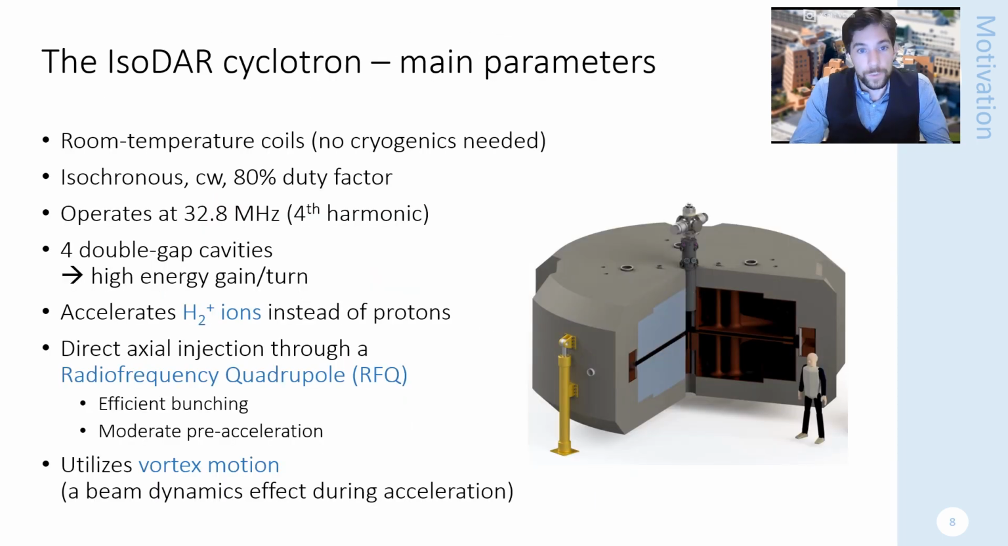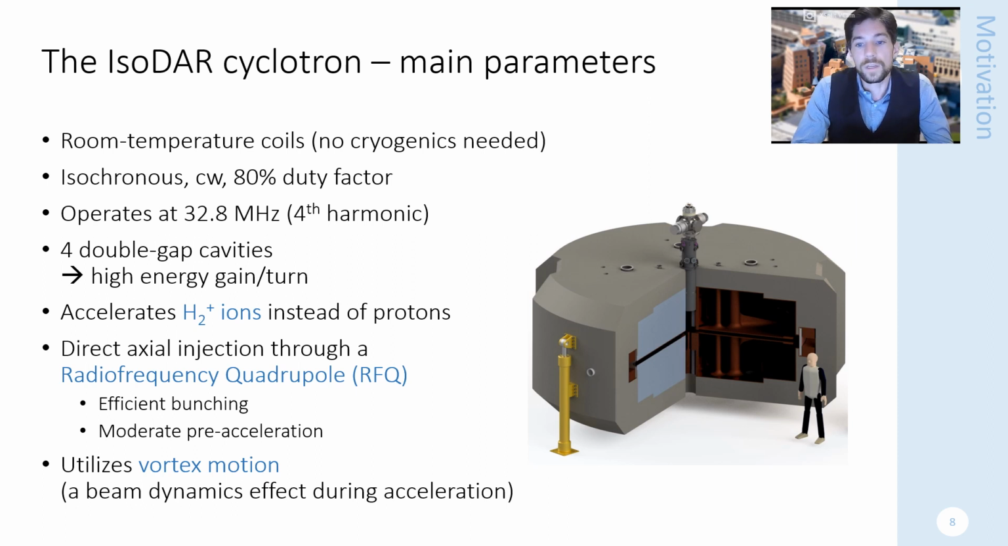The question is, how do we do this? Because we need a factor of 10 more protons on target than similar compact particle accelerators can actually produce. And for this, we have designed a new cyclotron. It's a room temperature cyclotron. It's isochronous and operates in CW mode with an 80% duty factor. It operates at 32.8 megahertz in the fourth harmonic. It has 4 double gap cavities, which leads to a very high energy gain per turn.